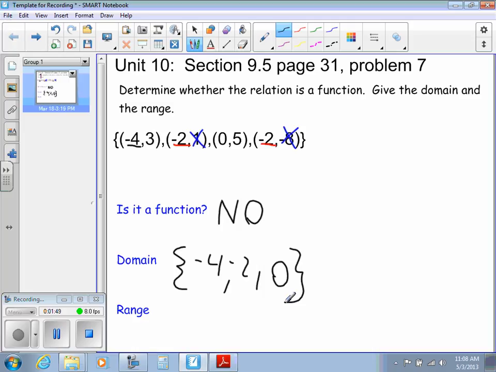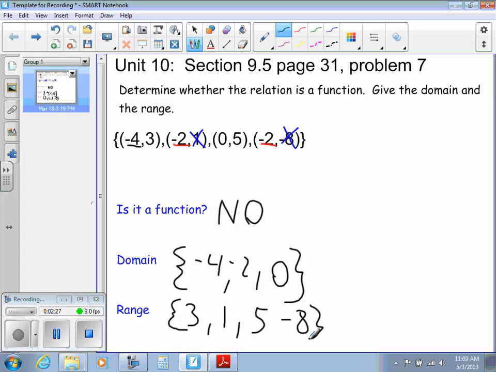How about the range? Okay, now I'm going to write each of the outputs, again using set notation. I've got 3, 1, 5, and -8. Now, I'm not quite done here, but I want to explain something. Notice that my domain is smaller than my range. That's a tip-off that it's not a function. The domain should always be the same size or larger than the range.